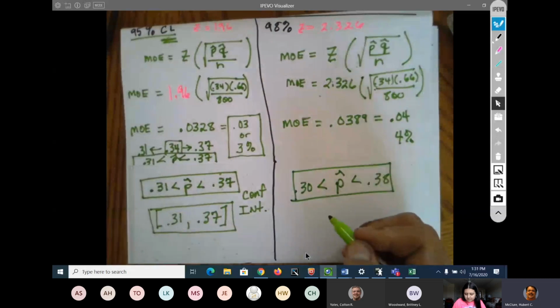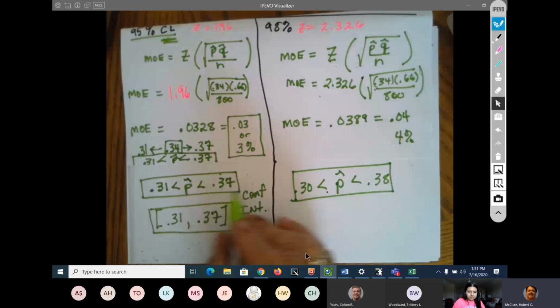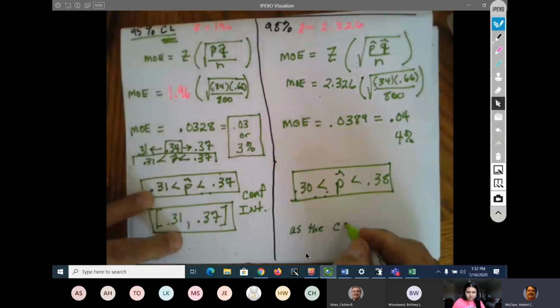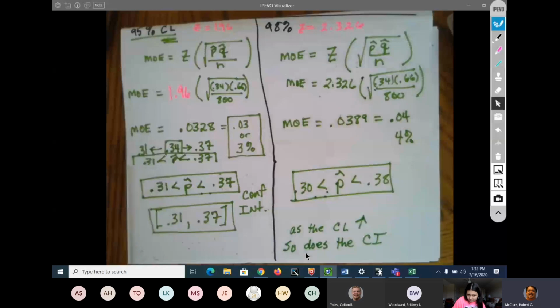So what happens to the confidence interval as the confidence level increases? Look at these increases and tell me what happens. Does it get larger or smaller? The confidence interval is a gap, it's a spread. What does the spread do as the confidence level increases? It gets larger. Good job. So as the confidence level increases, so does the spread. The confidence interval, which is the spread.